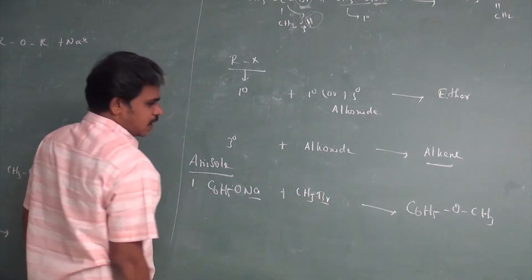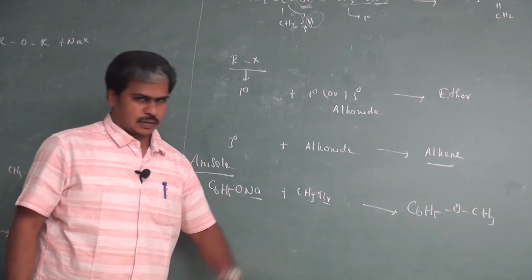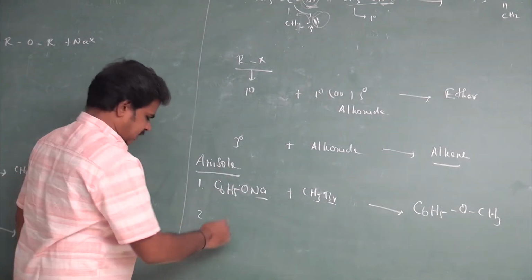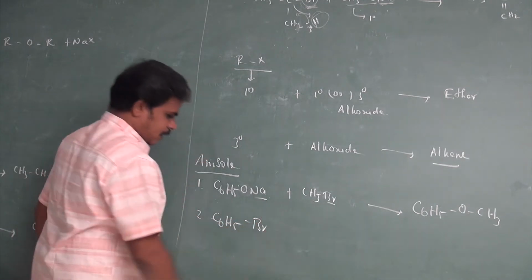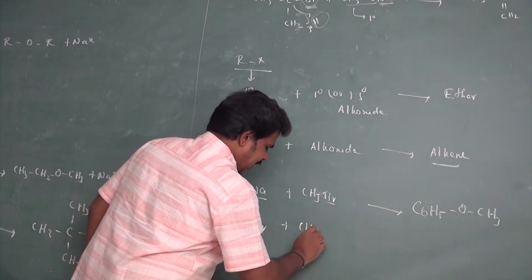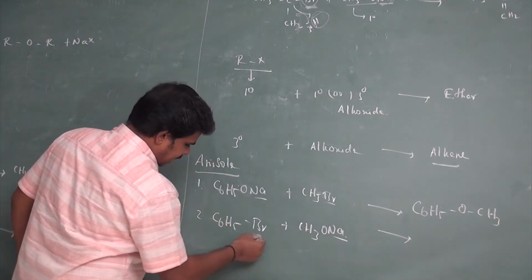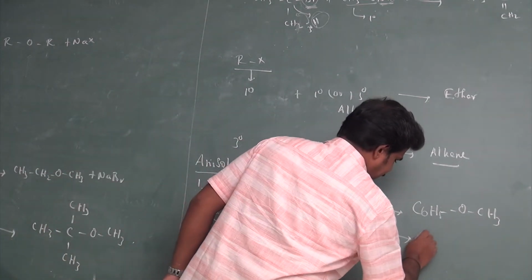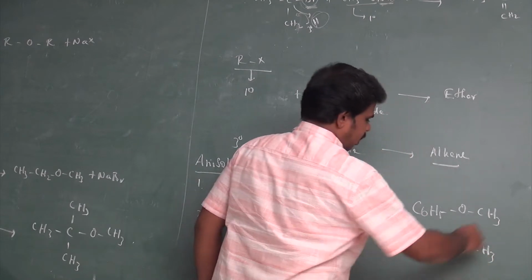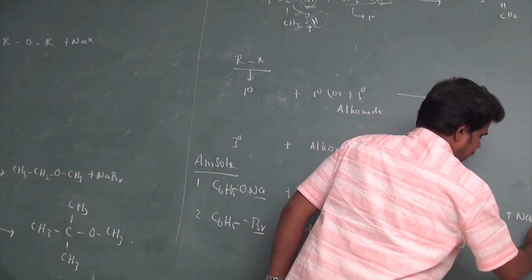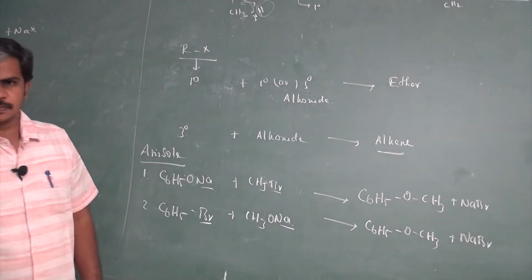So Na and Br is removed, then we are getting C6H5OCH3. Then the second possibility is C6H5Br plus CH3ONa. Here also the same possibility: Na and Br removed, then we are getting C6H5OCH3. In both cases, we are removing NaBr. So, which one is correct?